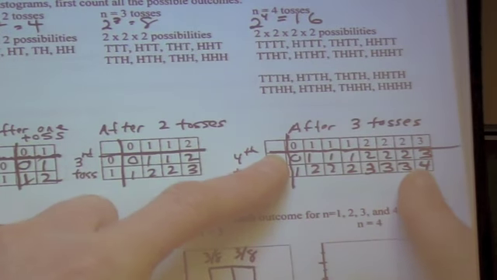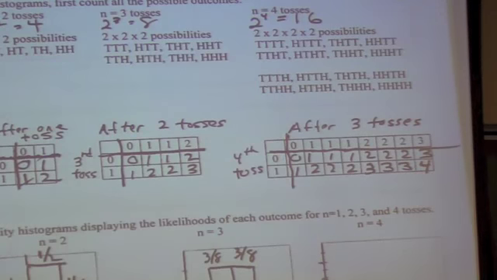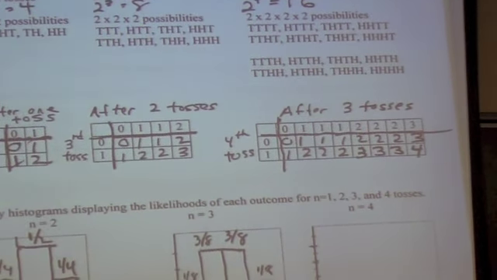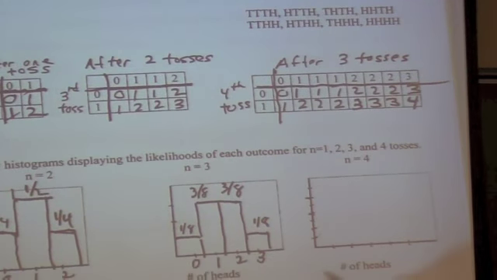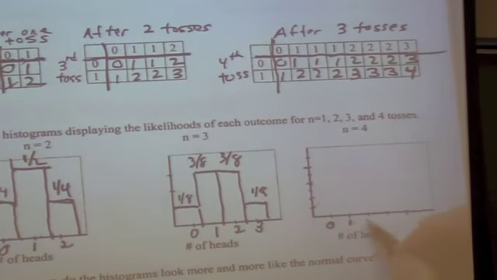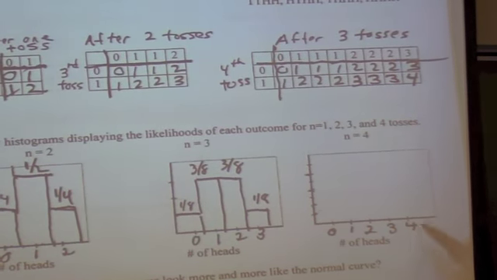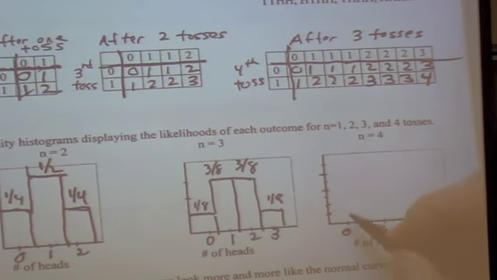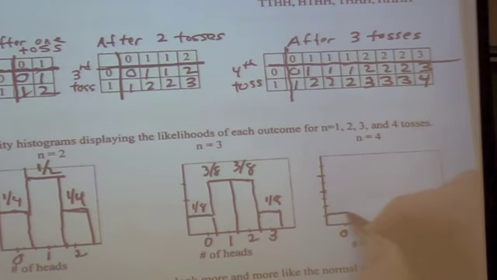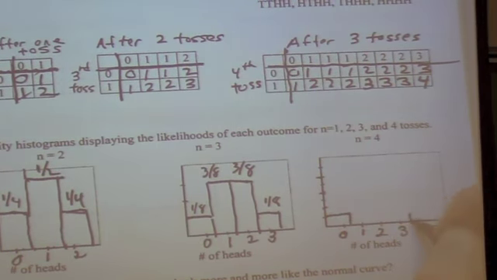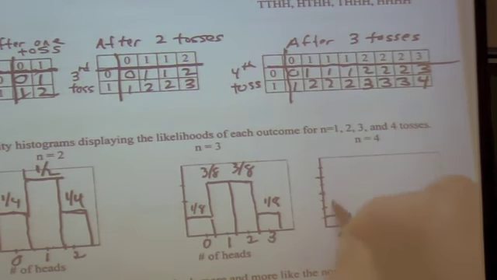all tails or all heads, right? Let's do those first, 1 out of 16 ways. So on 4 tosses, you can either get no heads, 1, 2, 3, or 4 heads. And 0 heads and 4 heads are both equally likely, 1 out of 16 ways.